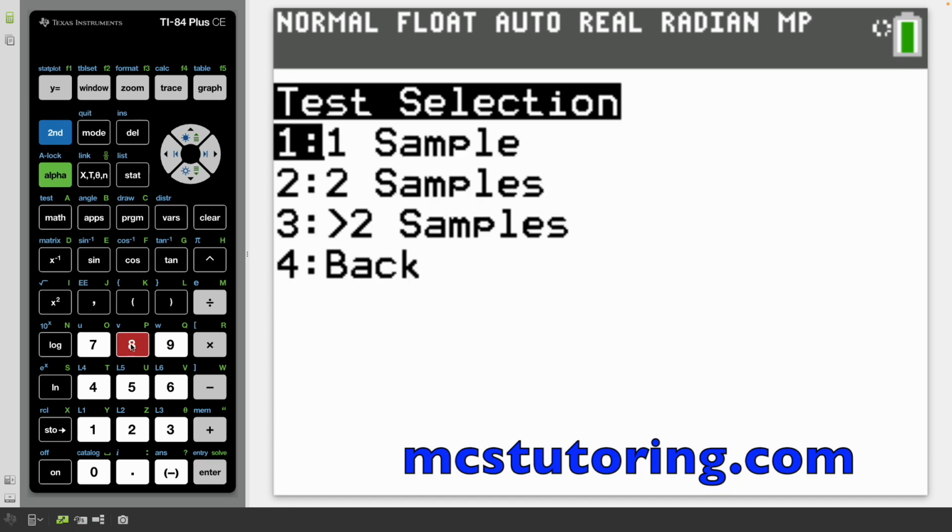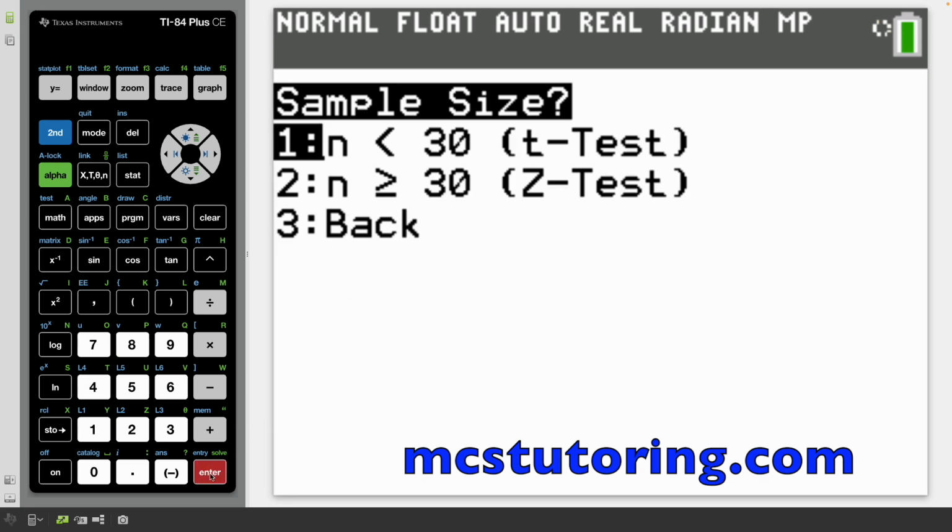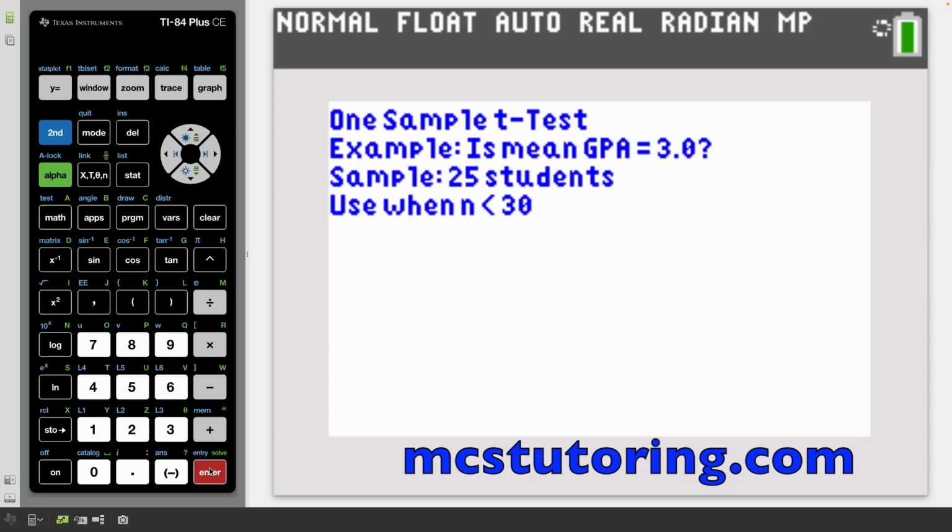And then let's do test selections. Now, this is the big thing. I was trying to get a flow chart on this. I wasn't able to. But first, you have to answer this question: how many samples are we talking about? Let's say we're talking about one sample. If n is less than 30, you use the t-test. Greater than or equal to 30, use the z-test. So one sample t-test example is the mean GPA, meaning average GPA, 3.0. Sample of 25 students. Use it when n, the number of items in your sample, is less than 30.